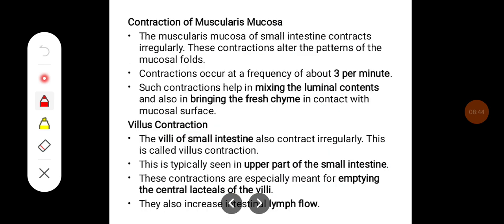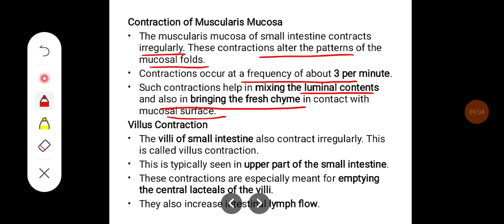Contraction of muscularis mucosa. Muscularis mucosa of the small intestine contracts irregularly. These contractions alter the patterns of mucosal folds. Contraction occurs at a frequency of about 3 per minute. Such contractions help in mixing the luminal contents and also bringing the fresh chyme in contact with the mucosal surface.